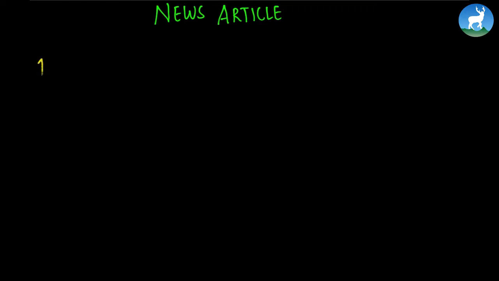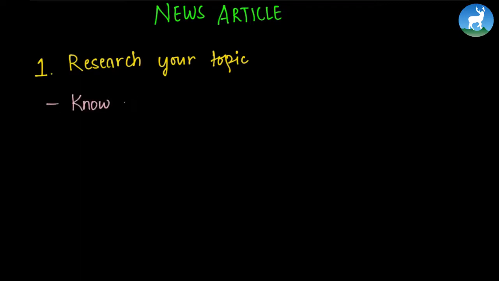So the first thing that we need to do while writing news is to research. While writing your news article, it's important to research the topic extensively. For a well-written, well-structured article, the writer first needs to know about the topic really well. So you need to know about what you're writing.